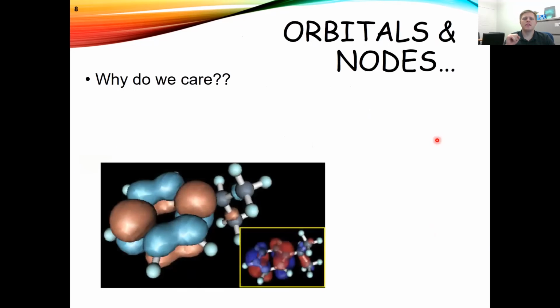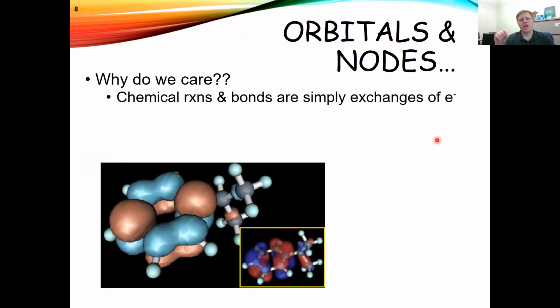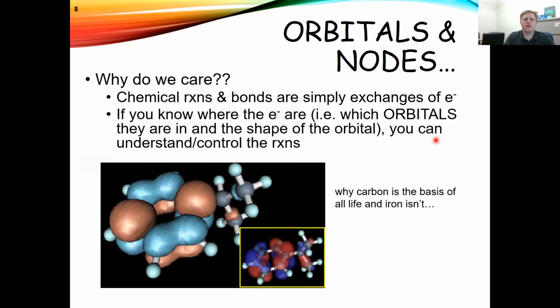Why do we care about this? Well, as we get farther into this, we're going to find out that chemical reactions and bonds all depend on electrons, where they're at. And so knowing where they're at is going to let us figure out how things are going to react, what orbitals are going to interact in one atom with the orbitals in another.